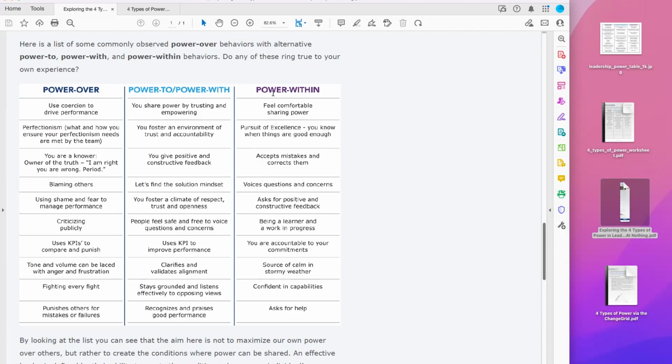And then you come over here, this whole idea about power within, which we're saying, and their position now is the opposite of power over. That would then make power within be very in-grid. So feeling comfortable sharing power, pursuing excellence when things are good enough, accepts mistakes and corrects them, voices questions and concerns, asks for positive and constructive feedback, being a learner and a work in progress, accountable to your commitments, source of calm in stormy weather, confident in their capabilities, they ask for help.